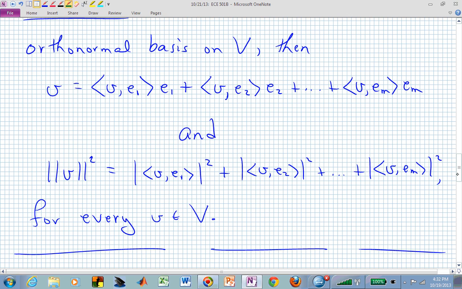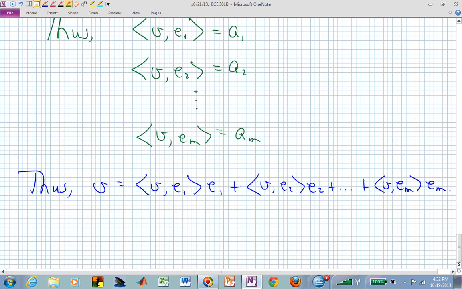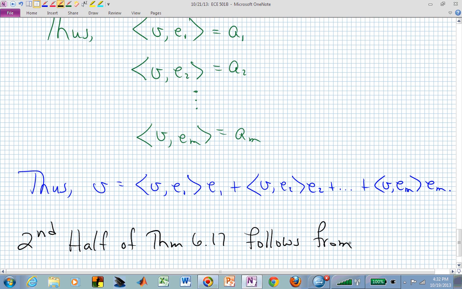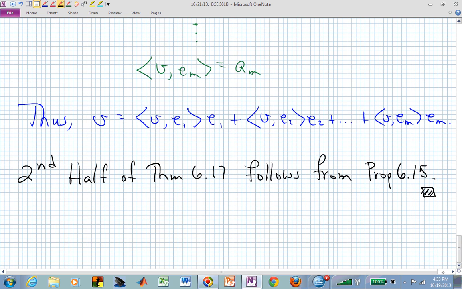The second result, I hope it jumps out that that's simply proposition 615, and so we won't prove that. I'll just say that the second half of the theorem, which was theorem 617, follows directly from proposition 615. And that then completes the proof.